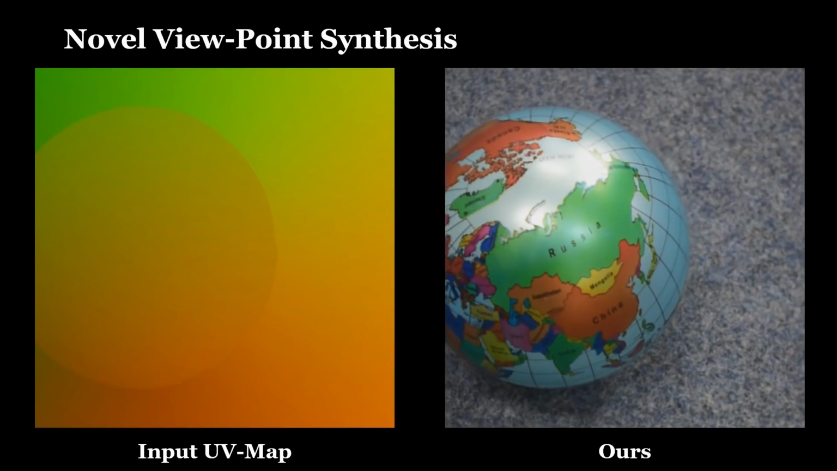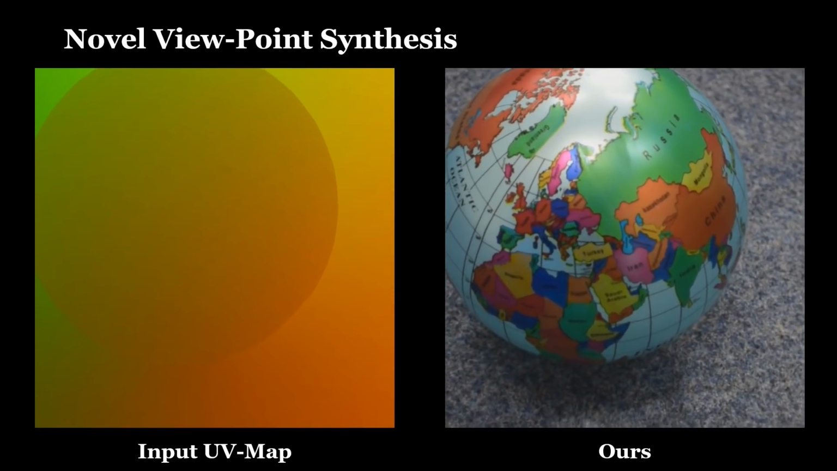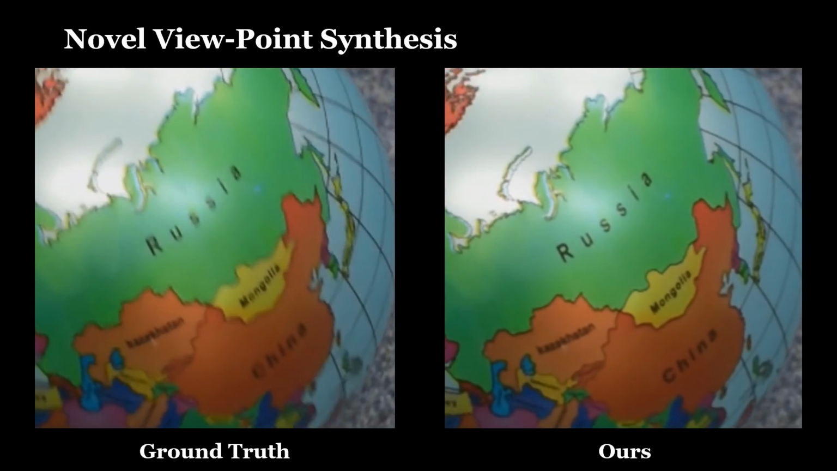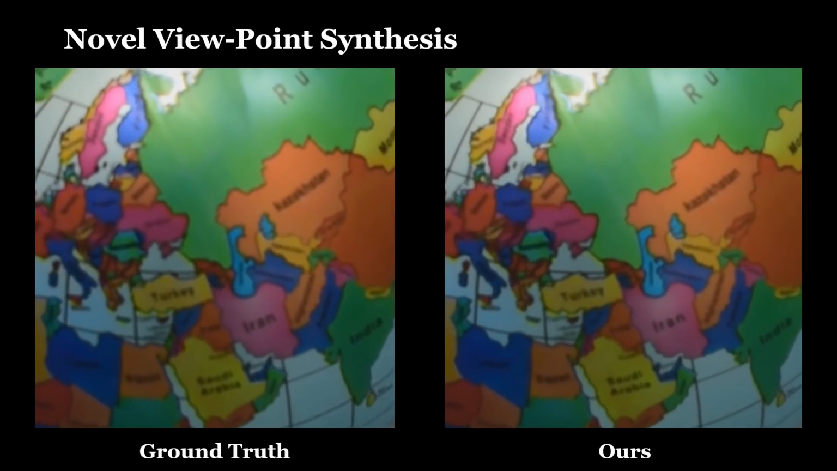We first demonstrate the re-rendering capabilities. This allows us to display an object under novel views. Given the UV map on the left, we can generate the output on the right. As can be seen in this close-up, we are able to capture fine-scale details as well as view-dependent effects like specular highlights.